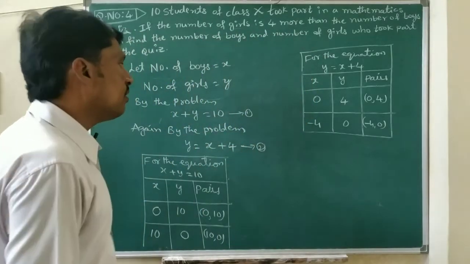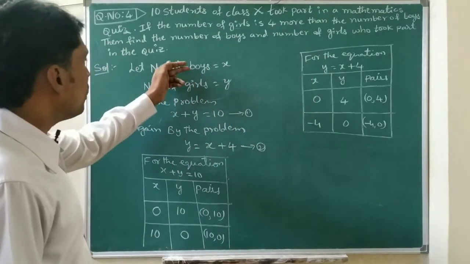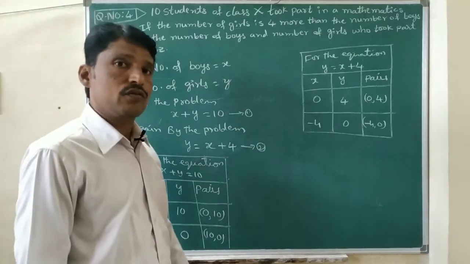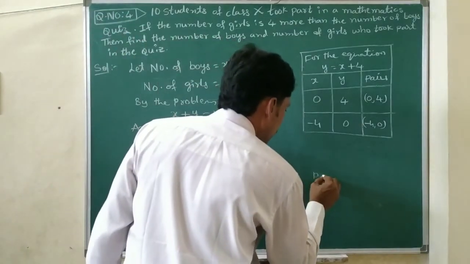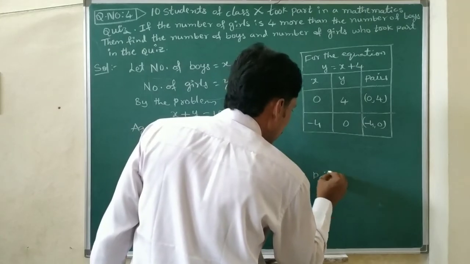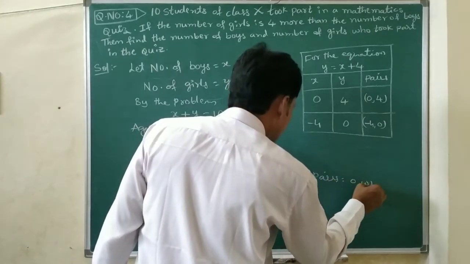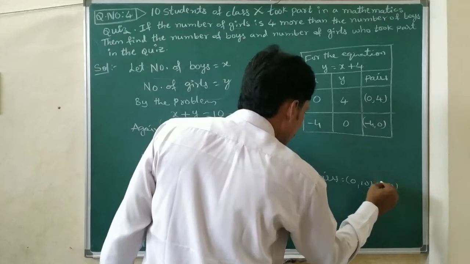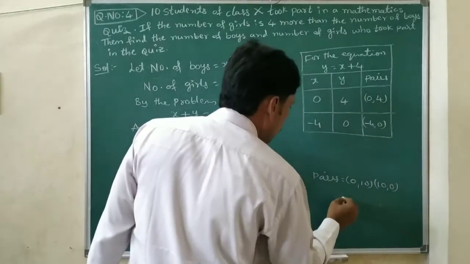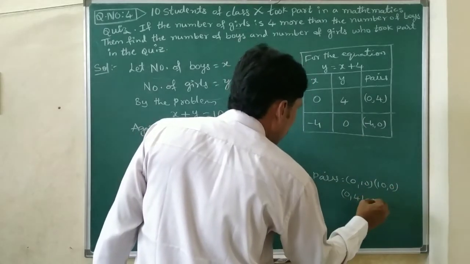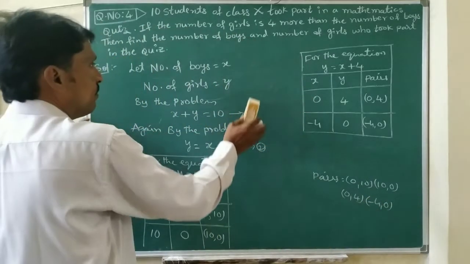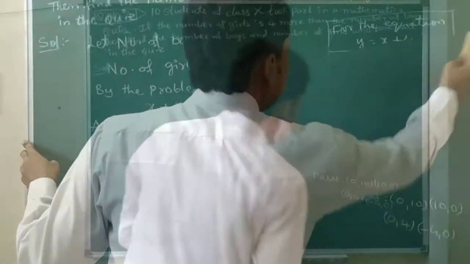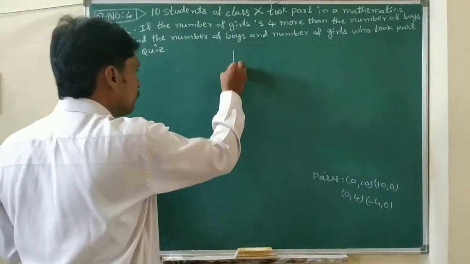We are getting the value of number of boys and number of girls. Now you can see here I am writing the pairs. So (0, 10) and (10, 0). And second equation pairs are (0, 4) and (minus 4, 0). Now I will clean and I will draw the graph.